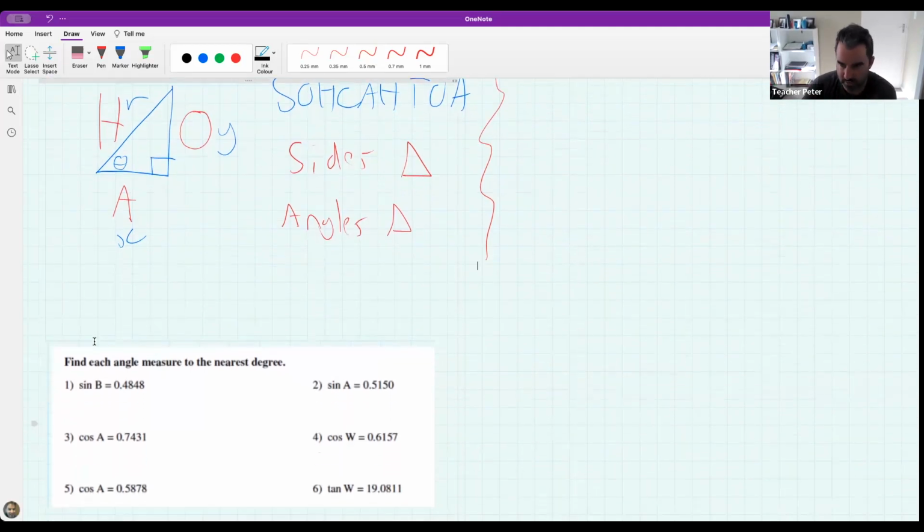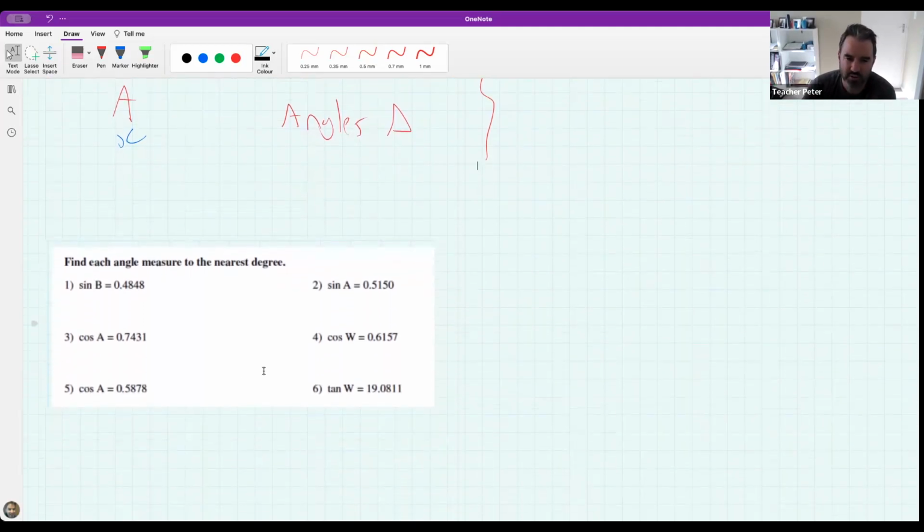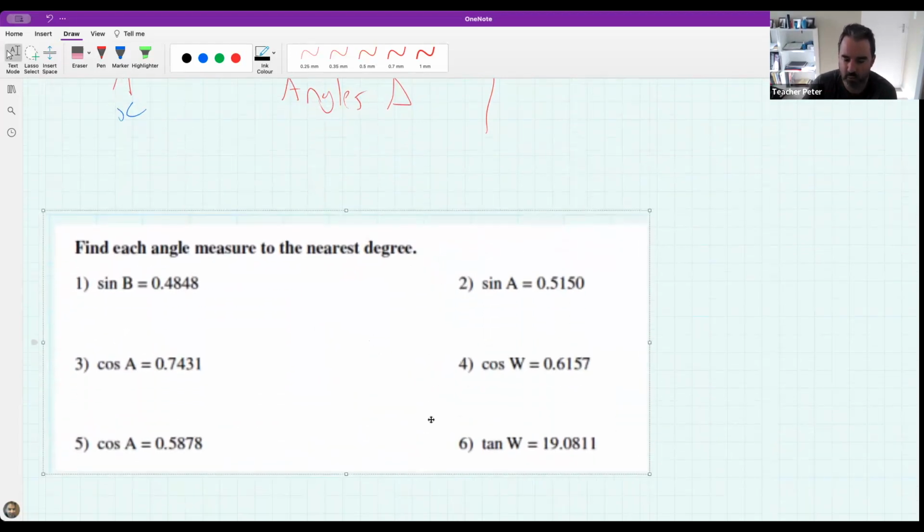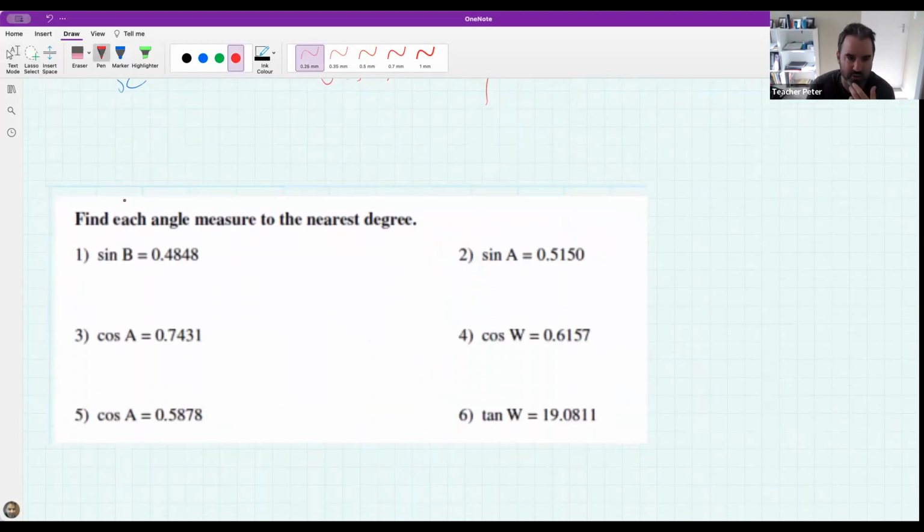Now, what you'll notice is with trigonometry, sometimes the triangles seem to get lost. It's almost like we're in the land of just numbers and algebra. So for example, if we look at this question, it says, find each angle measured to the nearest degree. Now, there is not a triangle in sight. So you may say, well, how are we doing trigonometry if there's not a triangle in sight?